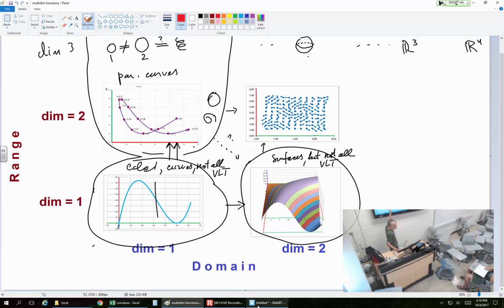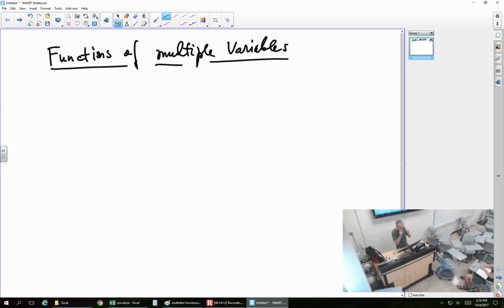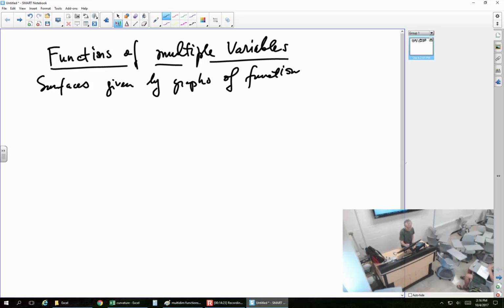Well, the same way we solve it here, from curves to parametric curves, from surfaces to parametric surfaces. So parametric surfaces will be another way to look at them, so that there will be no restriction of the vertical line test type. Okay, so surfaces given by graphs of functions of several variables.